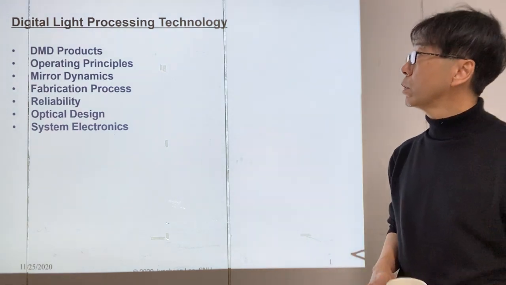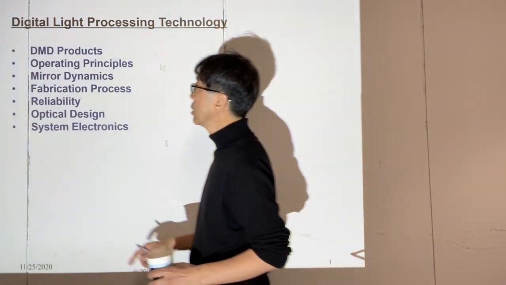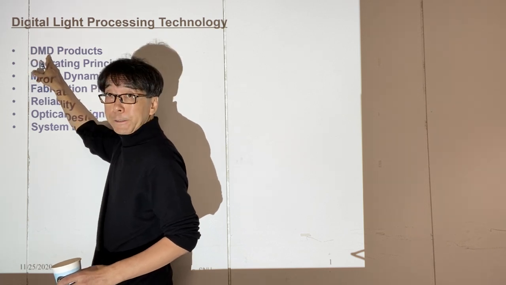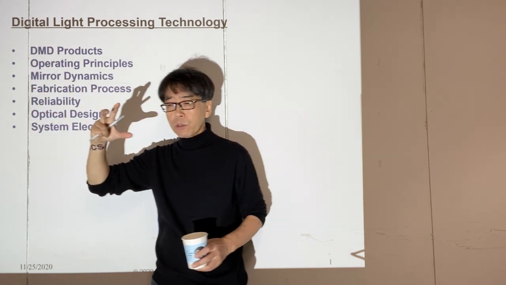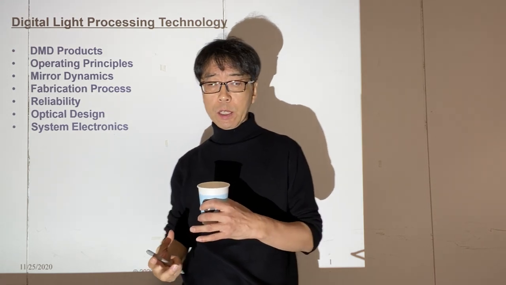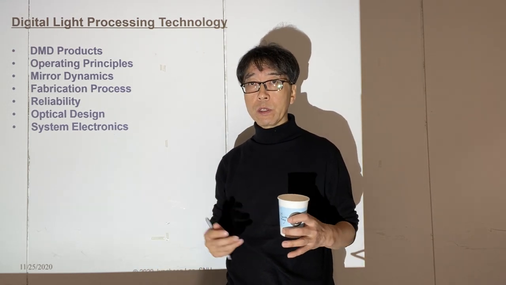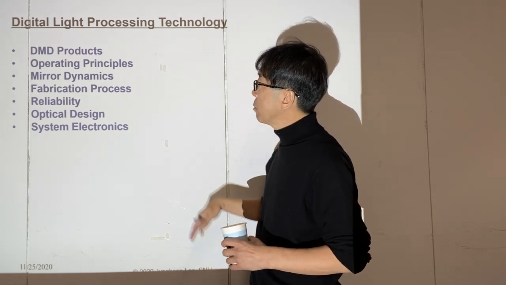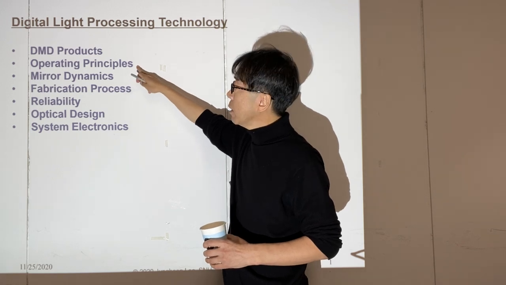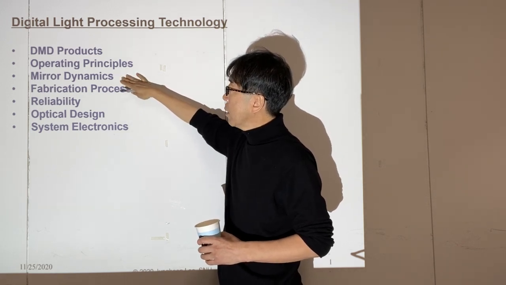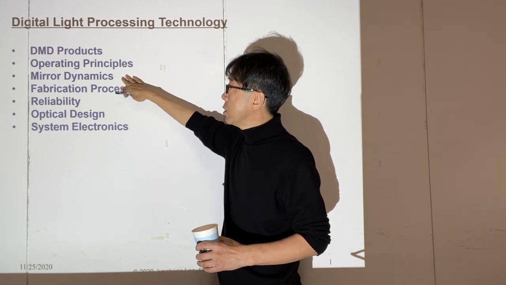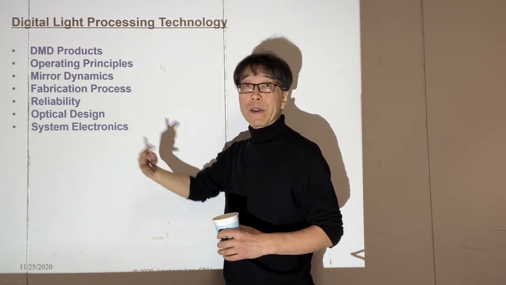And at the heart of it, the engine is called the digital mirror device. Okay? The digital mirror device together with the controlling electronics and software, the whole thing is called digital light processing. So you're going to learn operating principles. I'm going to explain it, and there are dynamics in the mirror which need to be seriously considered. I'm going to quickly go over it.